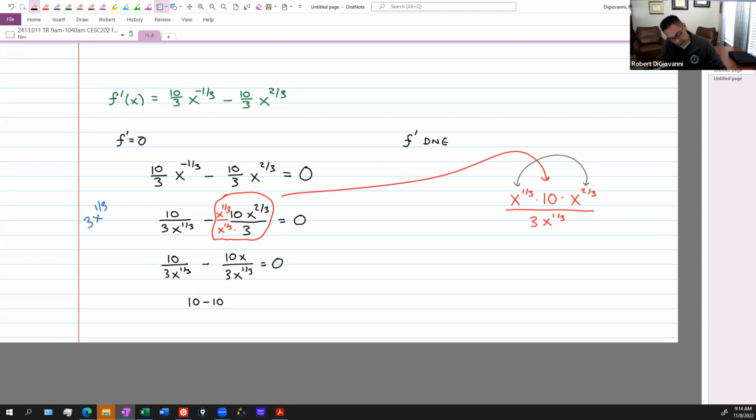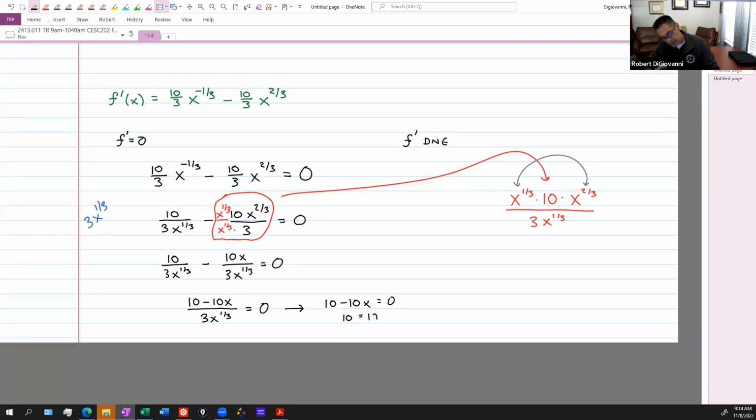10 minus 10x over 3x to the 1/3 equals 0. And the whole point of that was to go back to that thing that we've been talking about in this class. Anytime you have a fraction equal 0, you only have to look at when the top is 0. So from here, I just set the top equal to 0. And that I should be able to solve pretty easily.